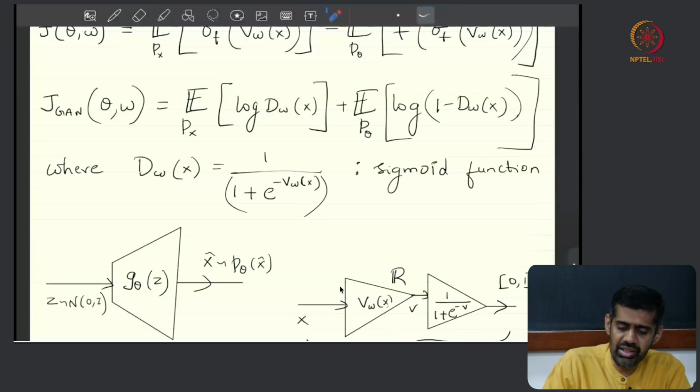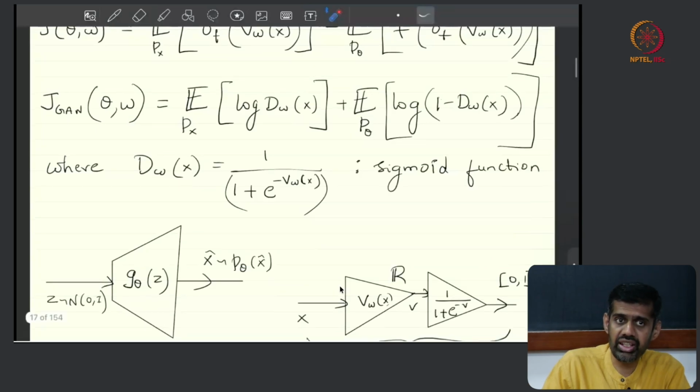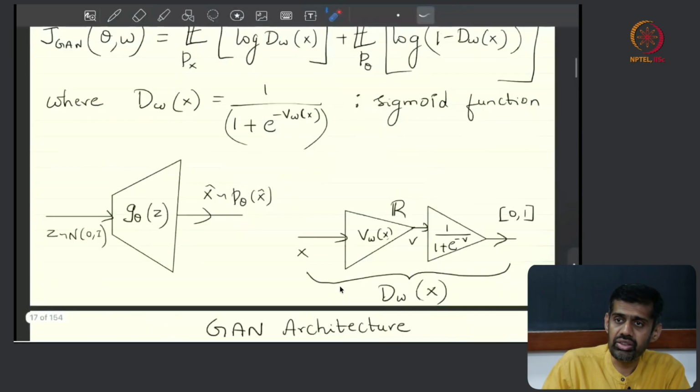Now, this D_w of x, which figures in the objective function of generative adversarial networks, is simply 1 by (1 plus e power minus v_w of x). Which means that the critique function that we will have is v of x followed by this activation function at the output. This t network will be a composition of this v network, which maps x to real numbers, followed by 1 by (1 plus e power minus v_w of x), which is the usual sigmoid activation function that we use in neural networks for classification.